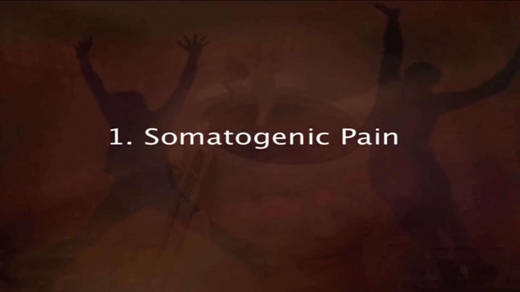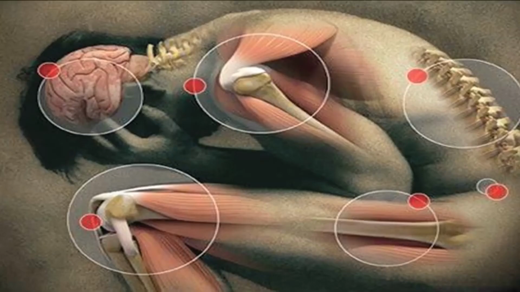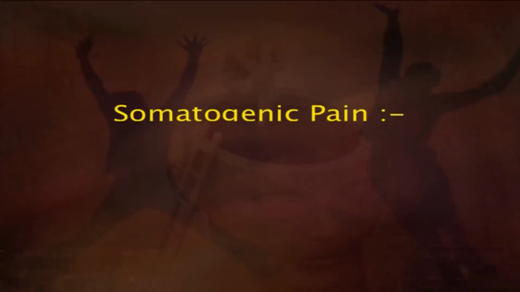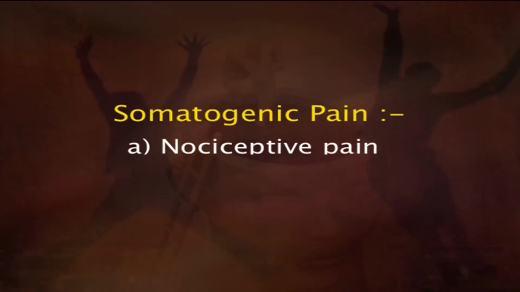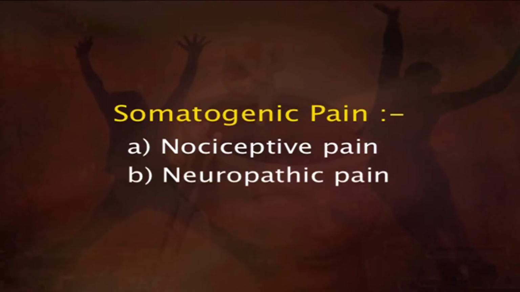There are two different categories. One is the somatogenic pain, where the origin of the pain is within the body, and this somatogenic pain can be of two types: nociceptive pain and neuropathic pain. We will see details of both a little later.